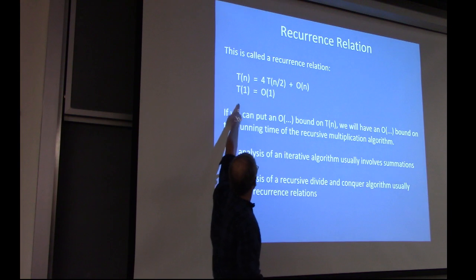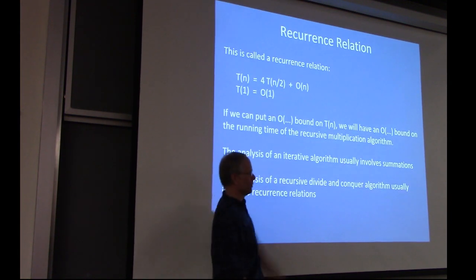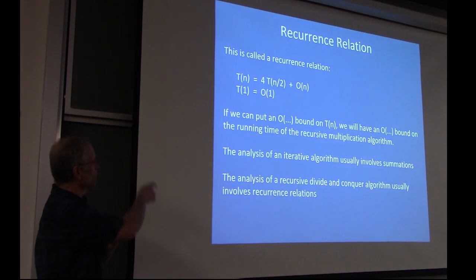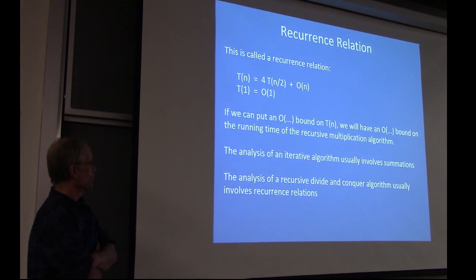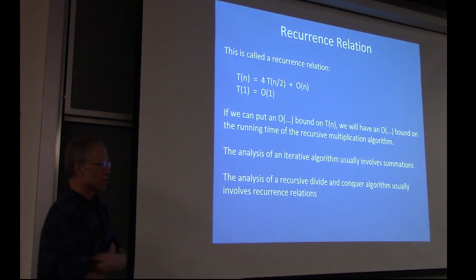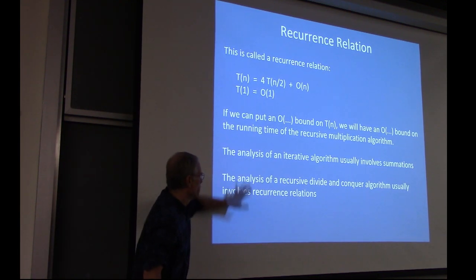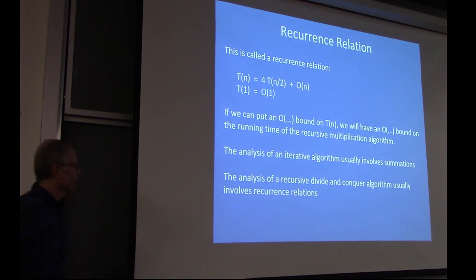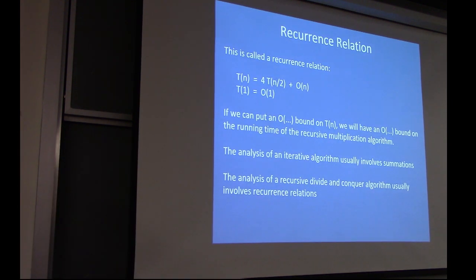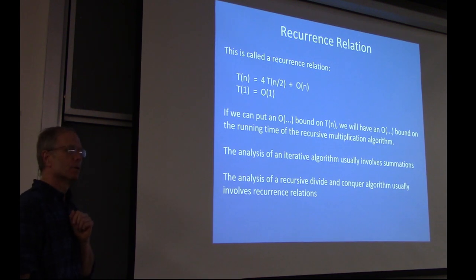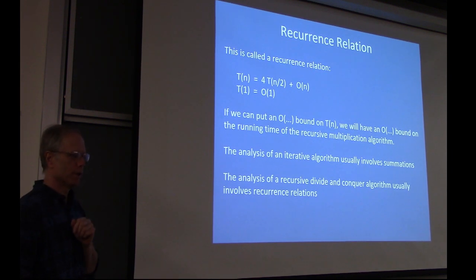And then typically this is always going to be the same. It's going to say that the time it takes to deal with one bit, or something of constant size, is constant time. So just as we did lots of summations to deal with iterative algorithms, to deal with recursive divide and conquer algorithms, we're using recurrence relations. And we don't even have to solve that recurrence. All we have to do is put a big O bound on it.